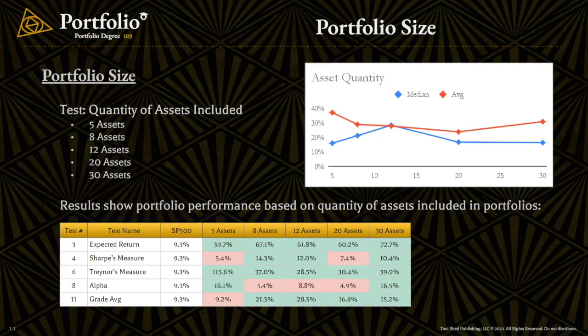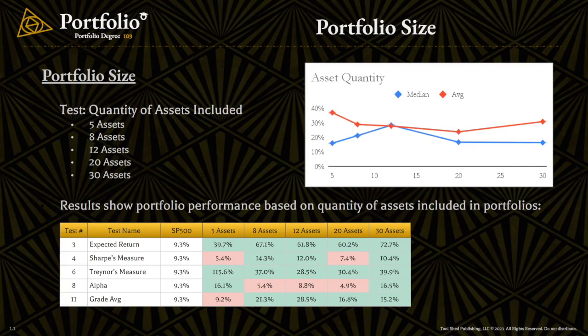So what we found was that on average, the best performing portfolios tended to be in the middle. And for certain metrics, it did say some quantities perform better than others. But on average, it showed that the portfolios with 12 assets perform the best. Now, that said, when you look at each of the individual metrics, you find that certain quantities of assets tend to work a little better than others.